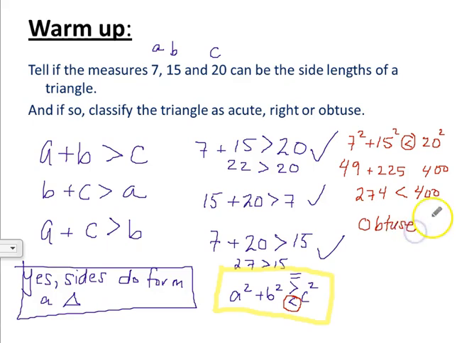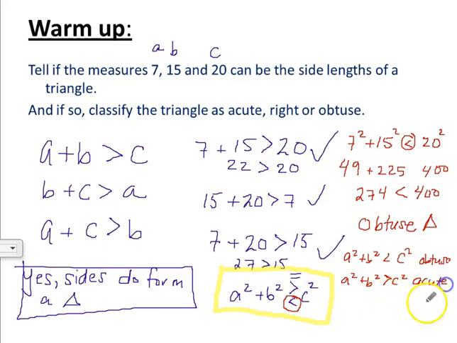It's an obtuse triangle. So if we have a squared plus b squared is less than c squared, that's obtuse. If you get a squared plus b squared is greater than c squared, then you have an acute triangle. And if it's equal, we know that it is a right triangle. All right, so some good review there.